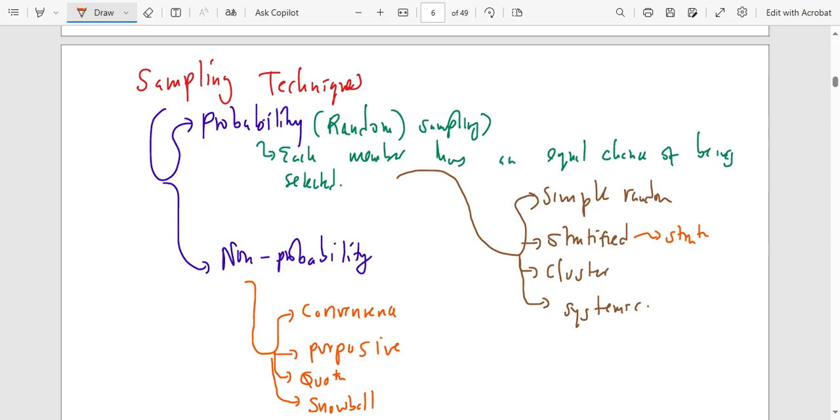And then for snowball, here what you do is there is already an existing study participant, and then you know the way a snowball behaves. Let's say there is a mountain here, and then there is snow, and then there's just going to be a small snow here. As this small snow starts falling, it will be becoming bigger.